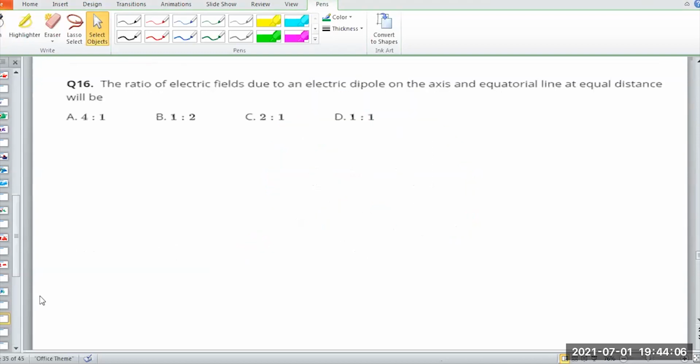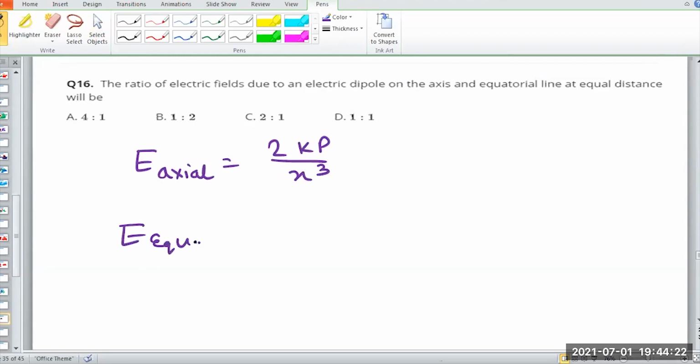The ratio of electric field due to an electric dipole on the axial and equatorial line at equal distance will be. So I have already told you that E axial is 2kp by x cube. E equatorial is kp by x cube because the distance is given the same. So if I have to find the ratio, it is 2:1.